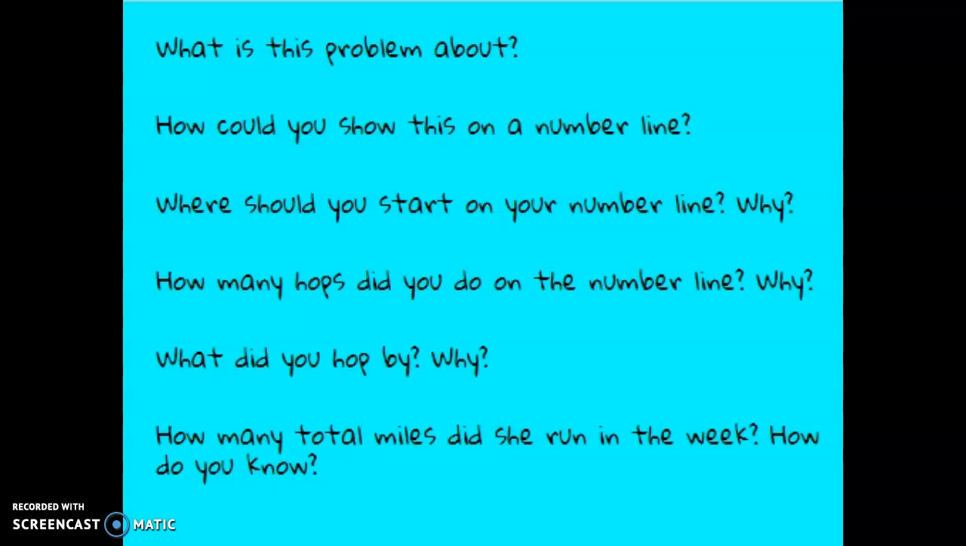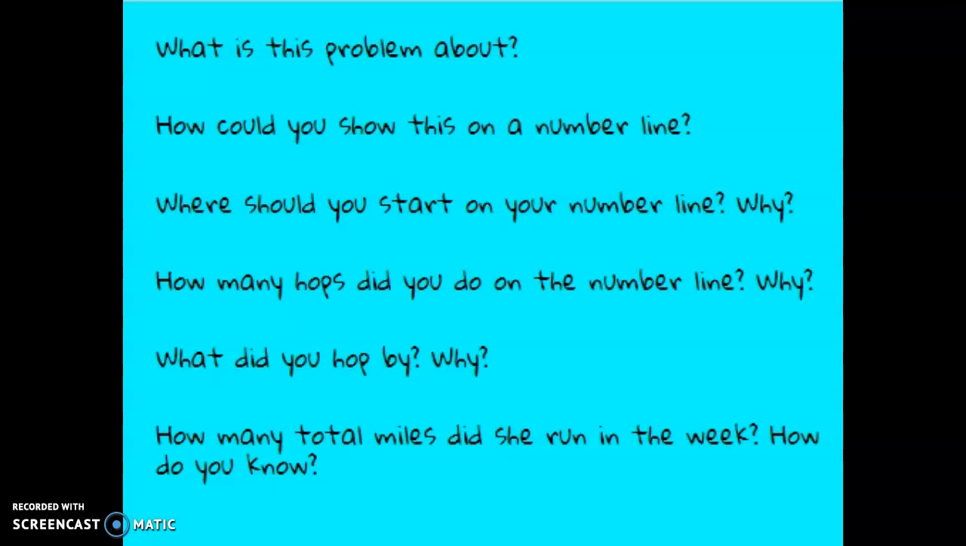So let's go back and think about some of these questions that we have about the problem for Marley. What was this problem about? We knew that she was going to be running 3 miles each time that she ran, and she was going to run 7 times in a week. How could we show this on a number line? We just showed that on the number line that we did together.